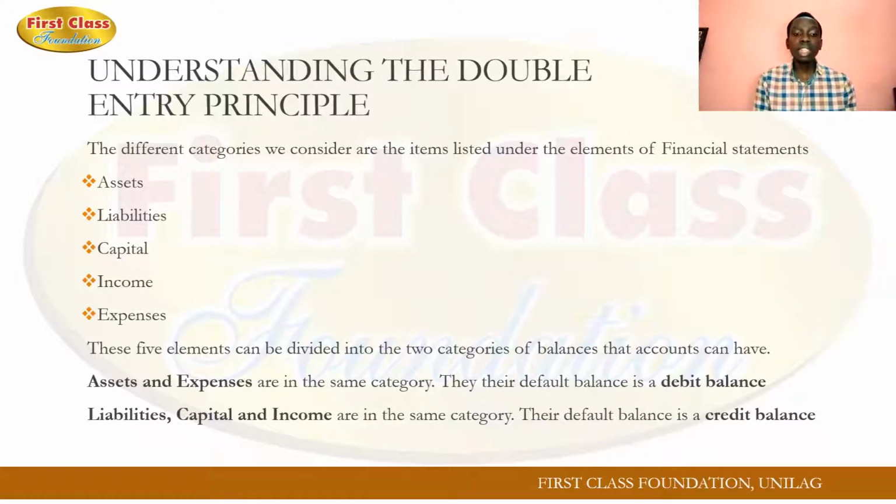Then liabilities, capital, and income are also in the same category. Their default balance is a credit balance. So it's important for us to know this, that assets and expenses are to have debit balances, liabilities, capital, and income are to have credit balances. So from this, we now build on to fully understand what double entry principle entails.